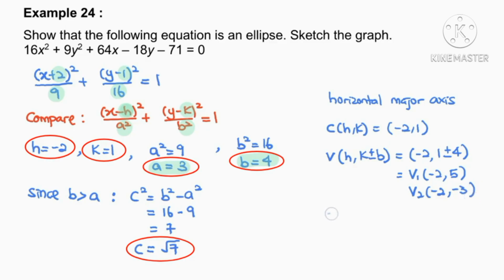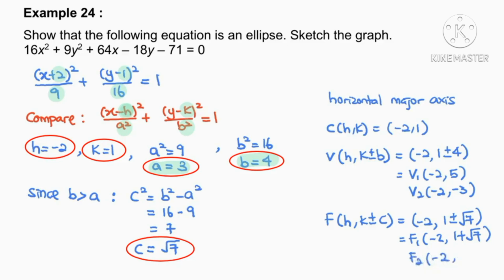Next is the foci. We have h, k plus or minus c. So it is negative 2, 1 plus or minus square root of 7. Same as the vertices, the foci also have two coordinates. So the first coordinate we let as f1 is negative 2, 1 plus square root of 7, and the second coordinate is f2, negative 2, 1 minus square root of 7.